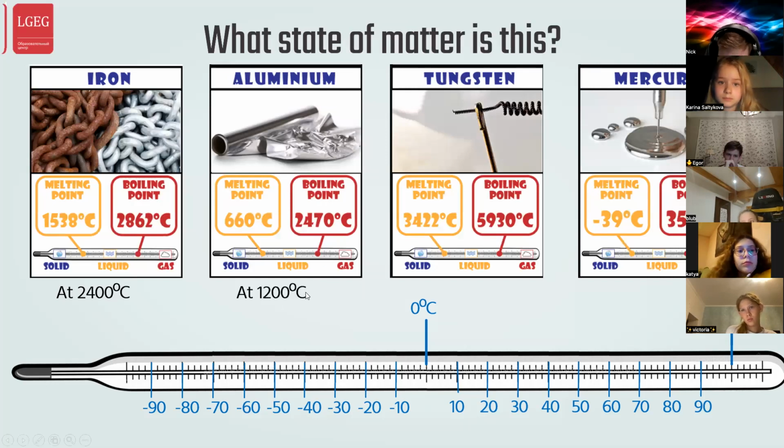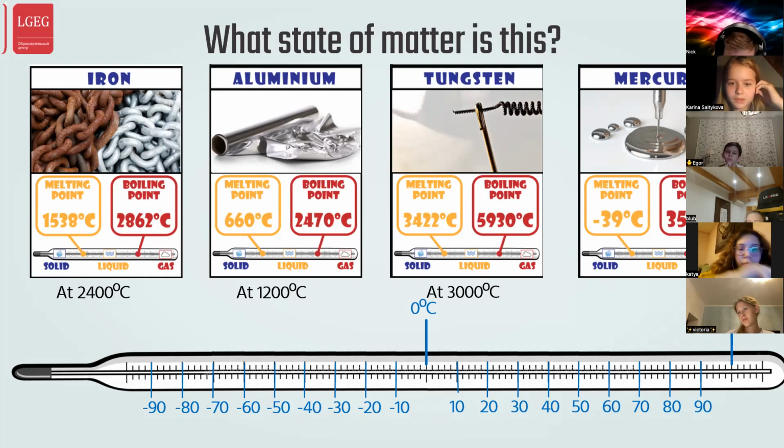What about aluminum at 1200 degrees? Liquid. Yes, good. What about tungsten at 3000? Let's look carefully. It's solid. Solid, yes, good. What about mercury at 1000 degrees? Gas. Gas, yes, good job.